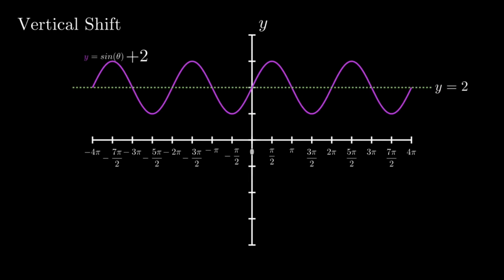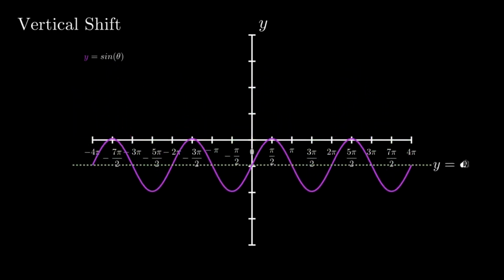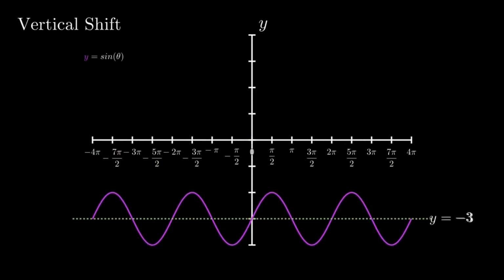Resetting the function now, we can see in a downward vertical shift the same kind of things happen. Instead of adding to our function, however, we can represent this as subtraction.